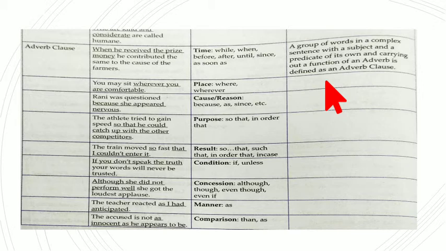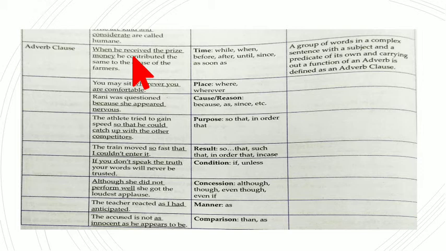Now, basically in all the three types of clauses, one thing which is common is what? That all the three types of clauses are found in a complex sentence, correct? And here also the same logical reasoning is applied. Now, in this example given here: when he received the prize money, he contributed the same to the cause of the farmers.